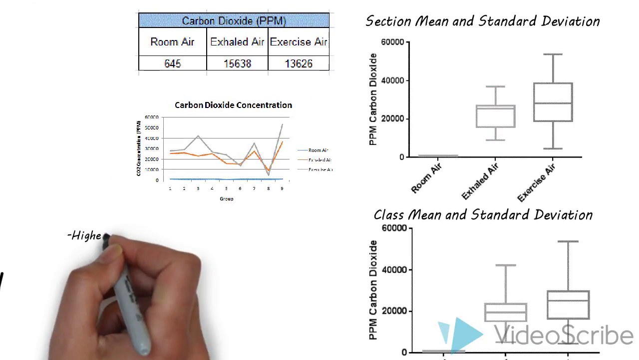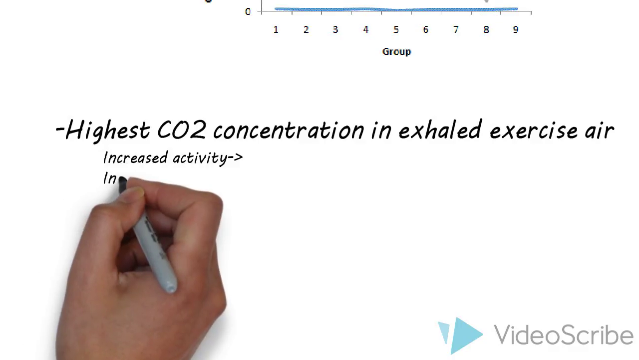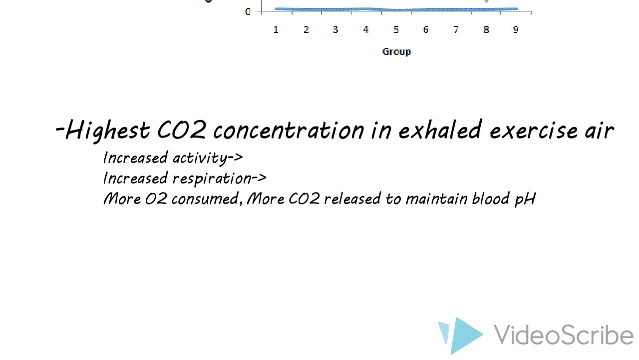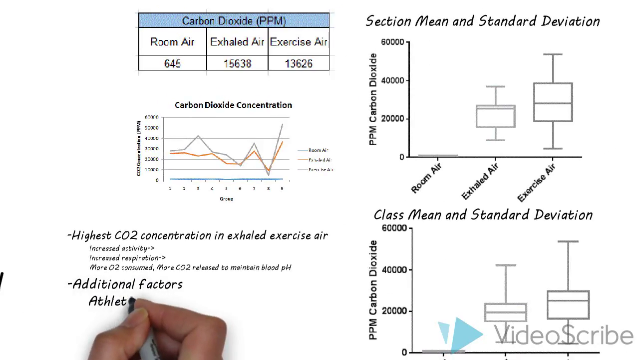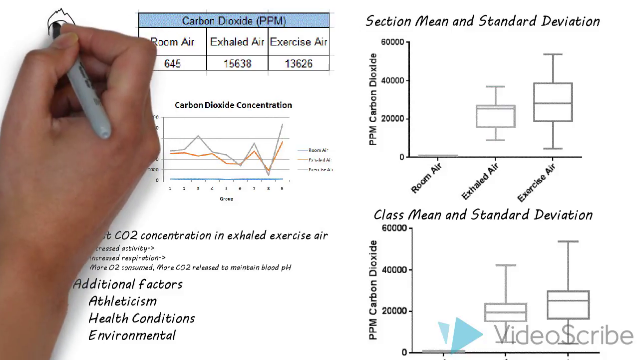Due to increased activity, increased respiration, more oxygen is consumed, therefore more carbon dioxide is released in order to maintain blood pH. Additional factors that may affect this include athleticism, health conditions, and environmental factors. Athleticism may influence this, as individuals may more efficiently use their lungs and be able to produce less CO2 despite the greater amounts of oxygen consumed.